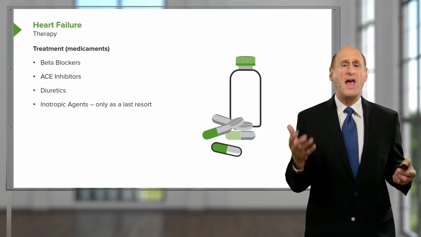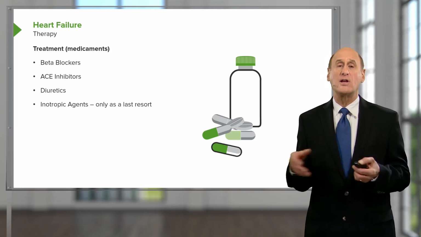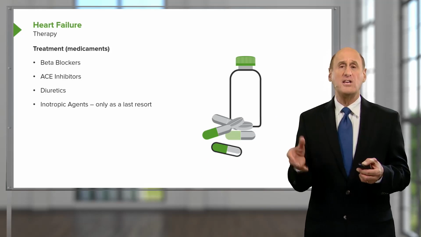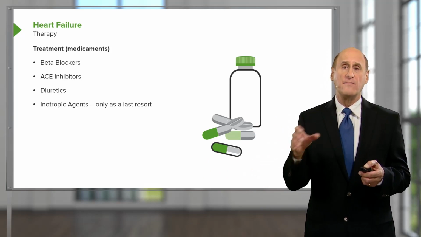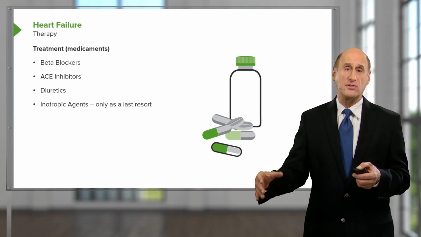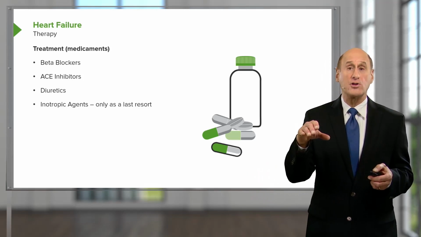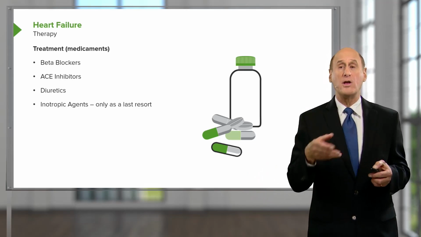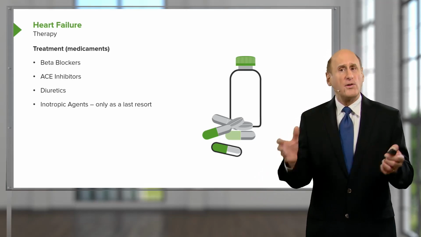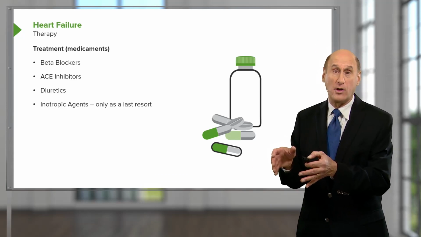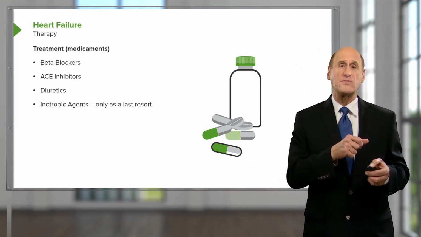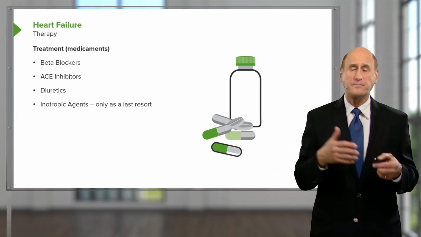Second, we can give ACE inhibitors. That's the angiotensin converting enzyme inhibitors. What these do is they block the renin-angiotensin system. They decrease the constriction of blood vessels in the periphery, drop the blood pressure a bit. They also increase sodium and water excretion. So you can see, A, they help by decreasing the work of the left ventricle a bit, and B, they help get rid of some of the excess salt and water.